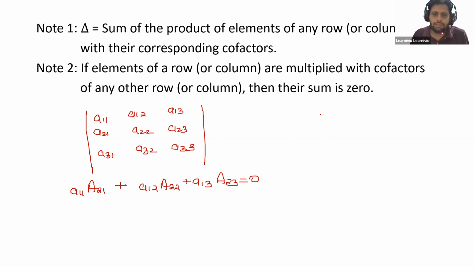So if you take the elements of any row and take the cofactors of another row, but the sequence should be the same. If this is A11, then please take A21. A12, please take A22. So if you take elements of any row and multiply with the cofactors of any other row or column, then their sum will be 0.